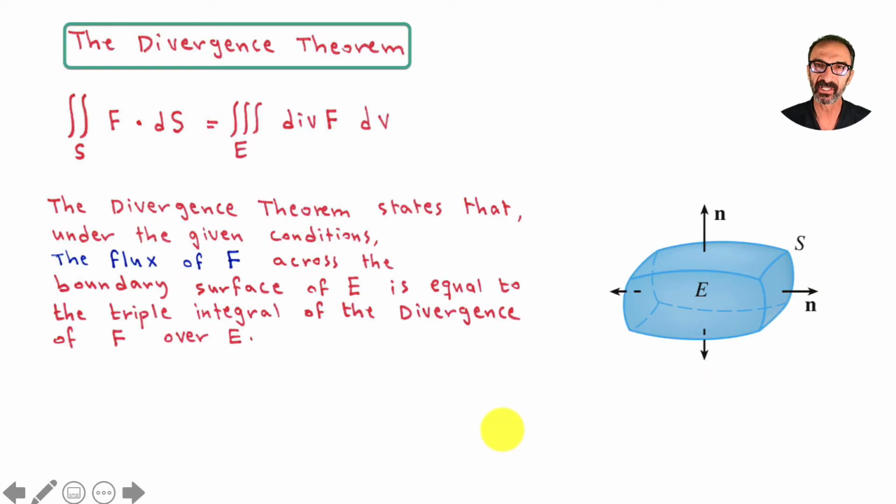The divergence theorem is another form of Green's theorem in 3 dimensions. It states that under the given conditions, the flux of F across the boundary surface of E is equal to the triple integral of the divergence of F over E.